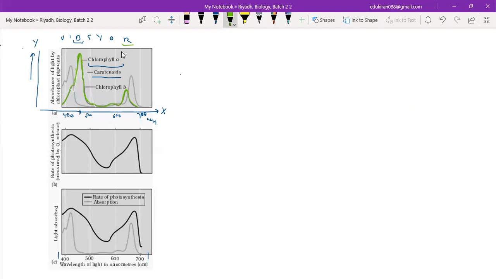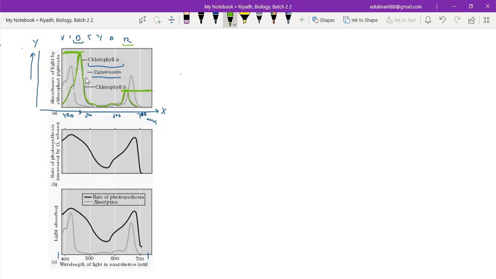Is it clear, everyone? Is it clear to you? Say yes or no. Am I audible? Yes, sir. So is it clear to you? But the amount of absorbance of light energy is maximum for the blue, and it's less for the red.